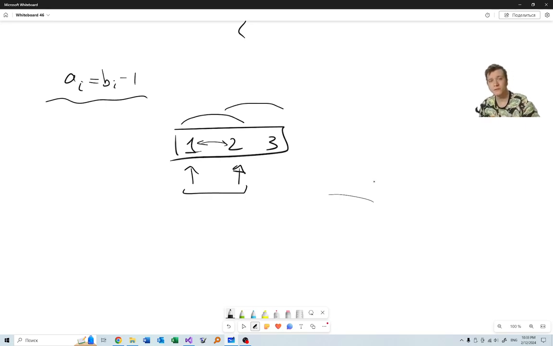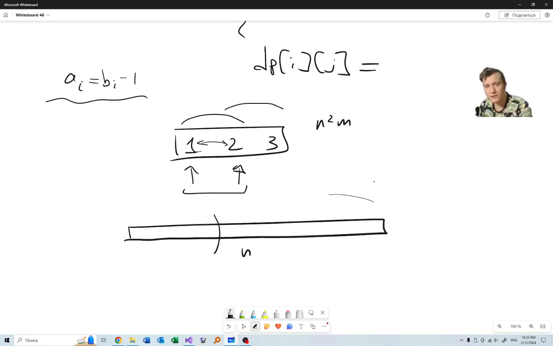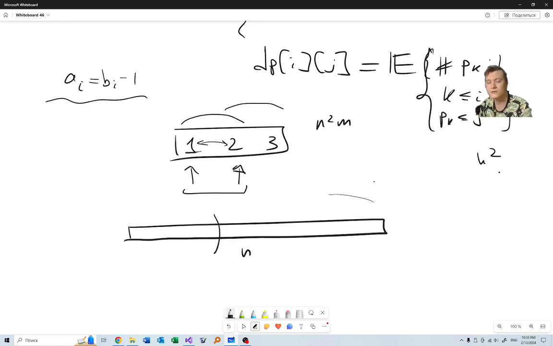Okay, maybe I can solve it in n squared times m time. So let's have our array of size n, and for each prefix we calculate the expectation. So dp[i][j] is the expectation of the number of p_k's such that k is at most i and p_k is at most j. So let's calculate such n squared numbers.